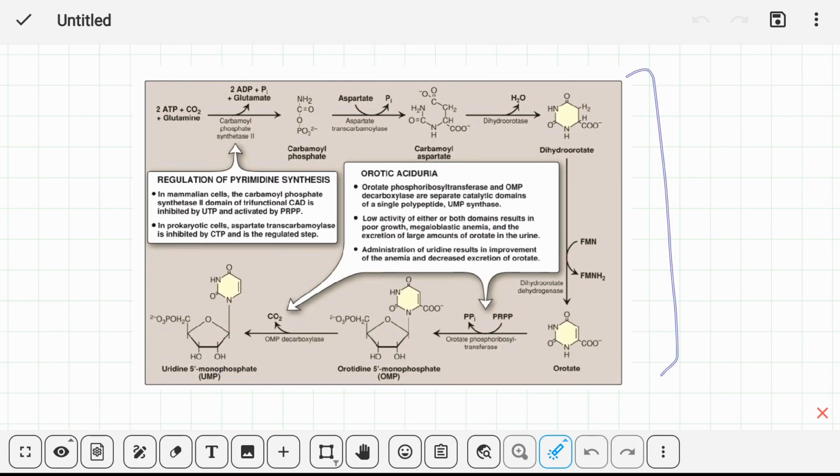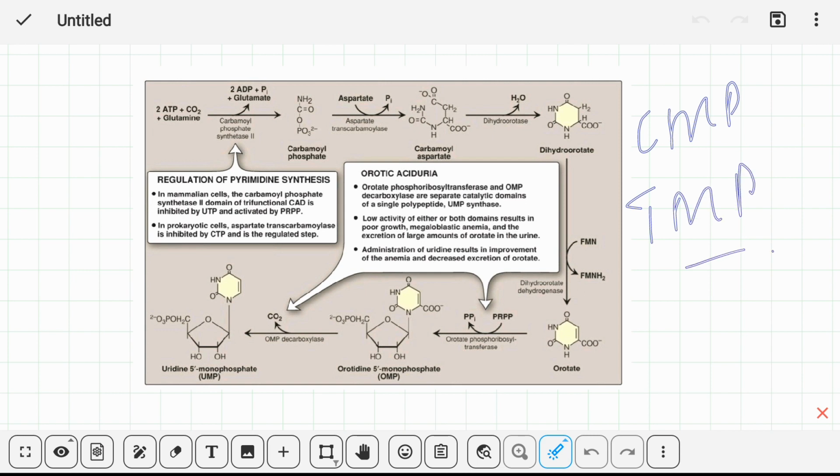So these are most of the reactions we will be discussing for the formation of UMP, which is a pyrimidine nucleotide. The other pyrimidine nucleotides include CMP and TMP. So the first step is the condensation of two molecules of ATP, a carbon dioxide and a glutamine molecule in the presence of carbamoyl phosphate synthetase 2 enzyme to form carbamoyl phosphate.